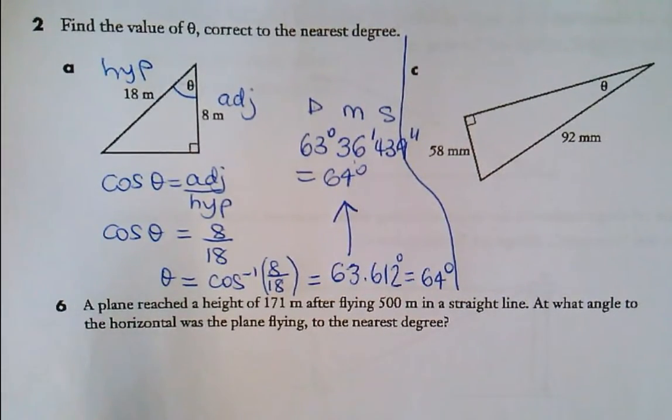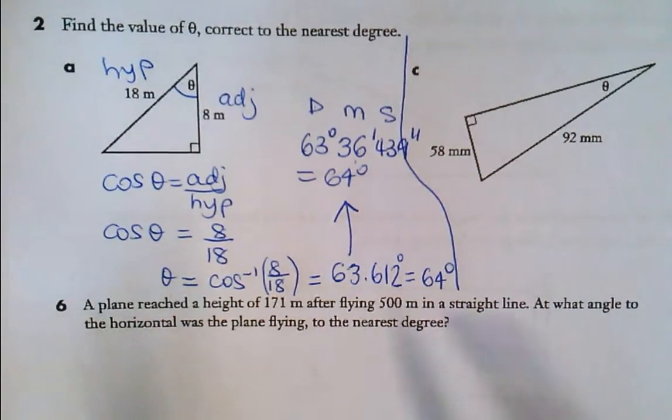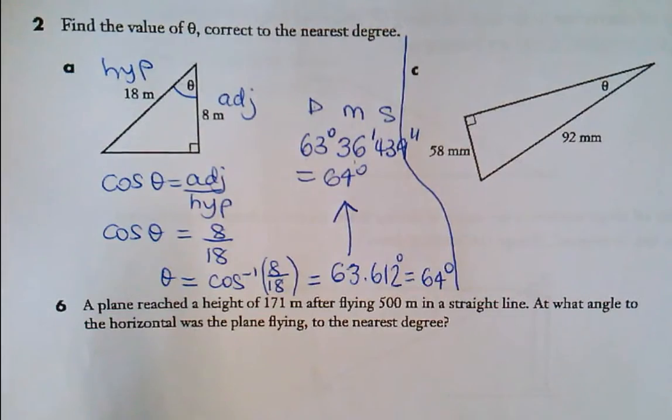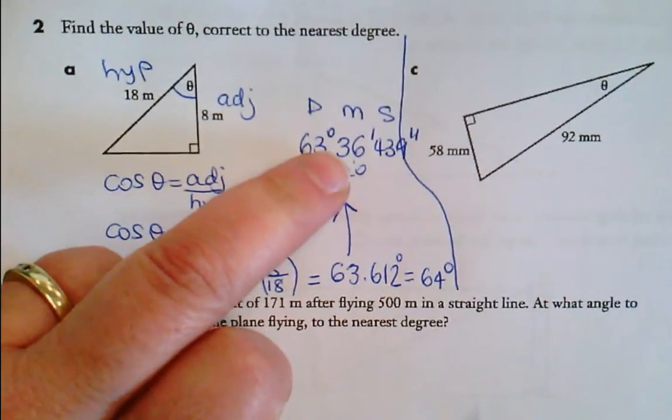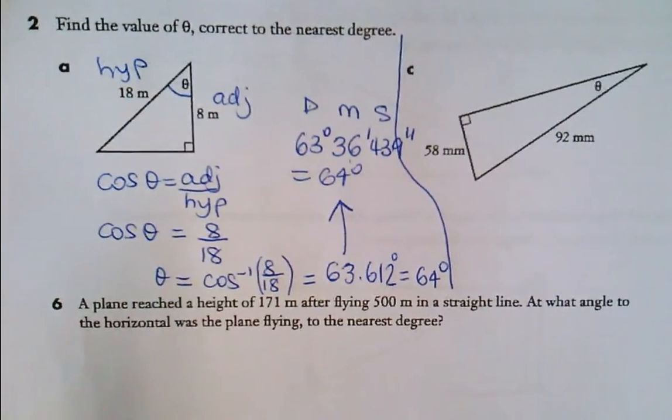But if you're asked to the nearest degree, you actually don't have to convert to degrees, minutes, seconds, because you can just round like you normally do with any number, with a decimal. 0.6 is more than half. That's why you get 36 minutes, which is more than halfway.